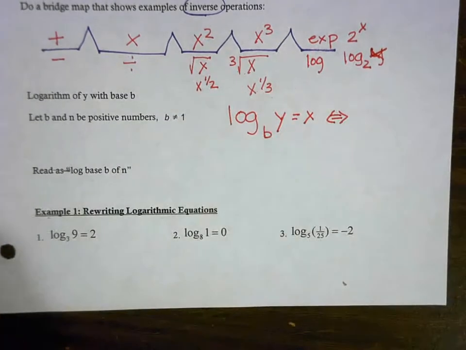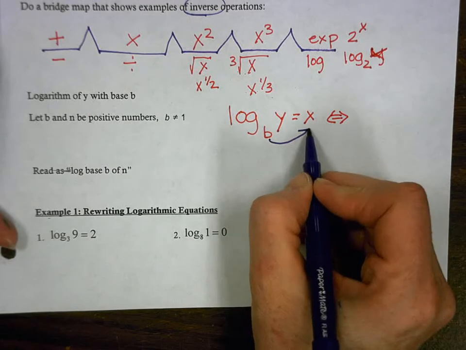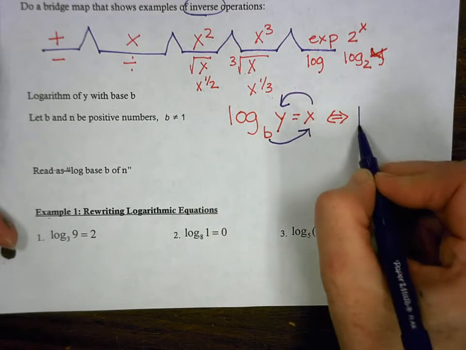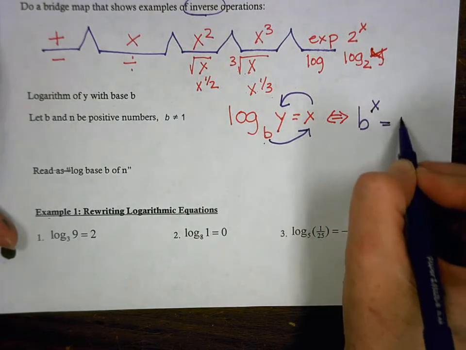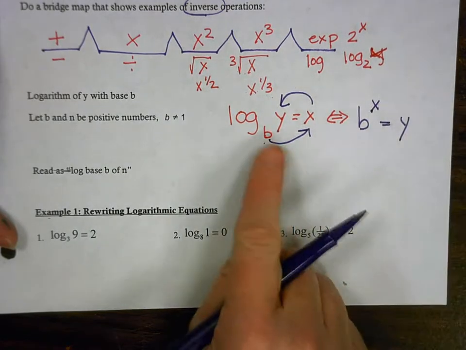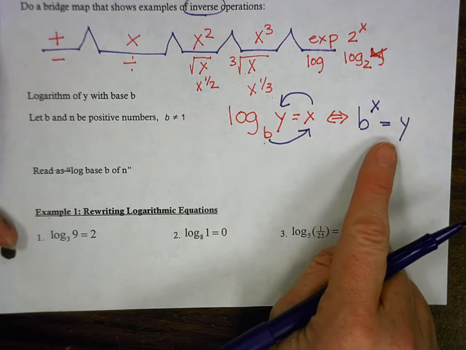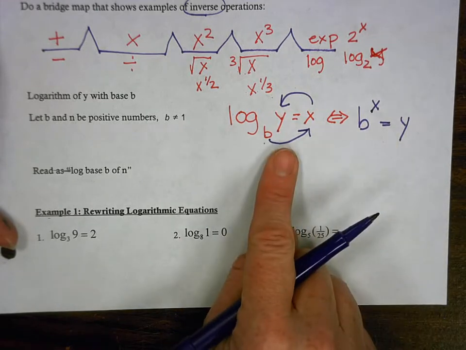Then, let me put it in a different color. Then, we're going to use the loop method. Then b to the x equals y. If this is true, then this is true. And if this is true, then this is also true.